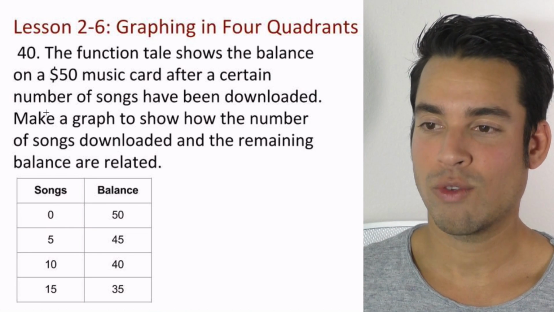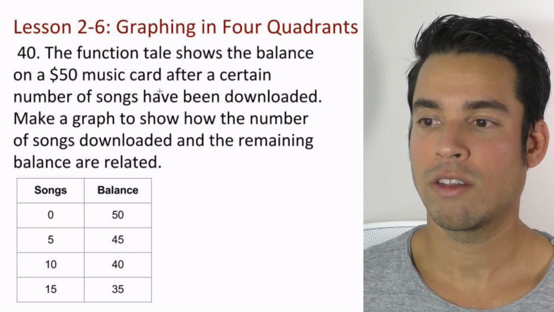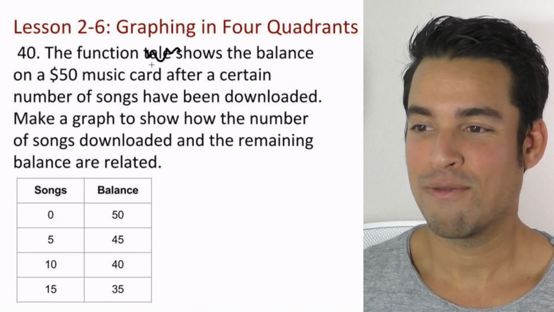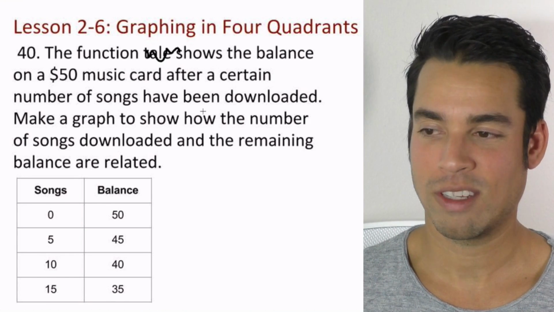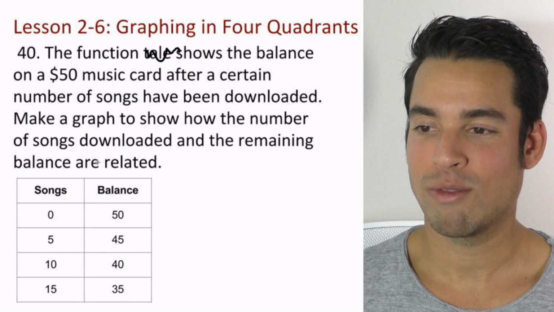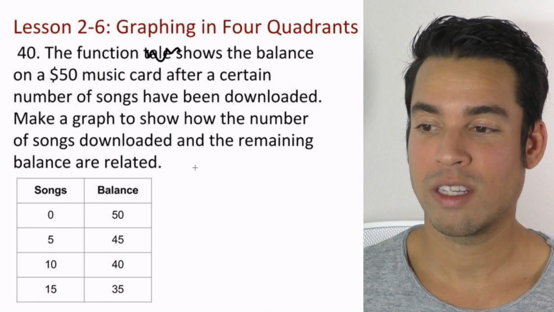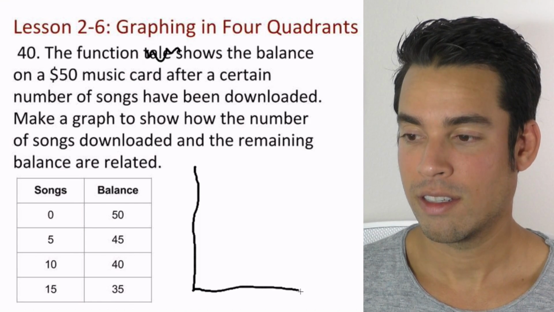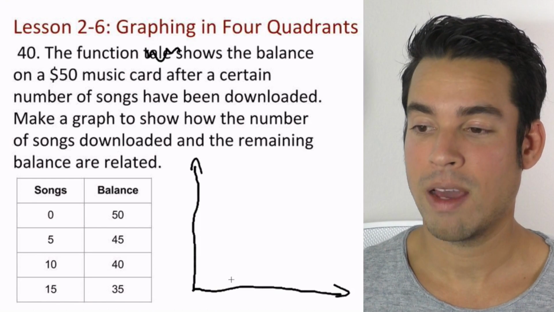Let's go on to the last question, number 40. The function table shows the balance on a $50 music card after a certain number of songs have been downloaded. Oh, so this is supposed to say table, not tail. I was kind of confused. Make a graph to show how the number of songs downloaded and the remaining balance are related. So this is arbitrary as far as what's going to be on the x and y. I'm going to choose songs on the x. You guys can do it as you like. Either way, it really doesn't matter.